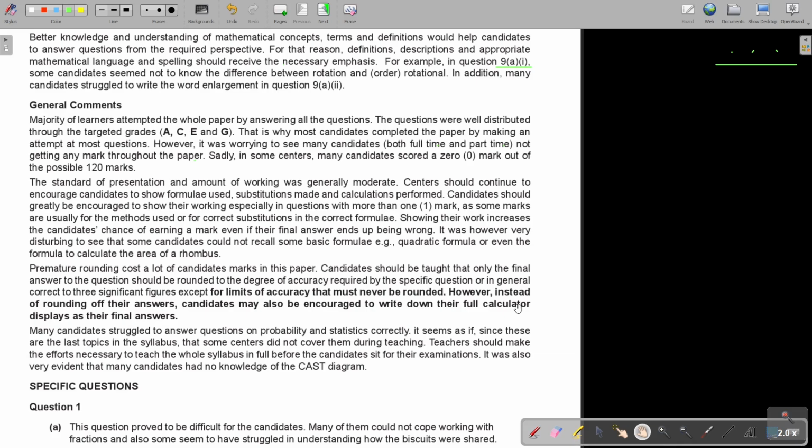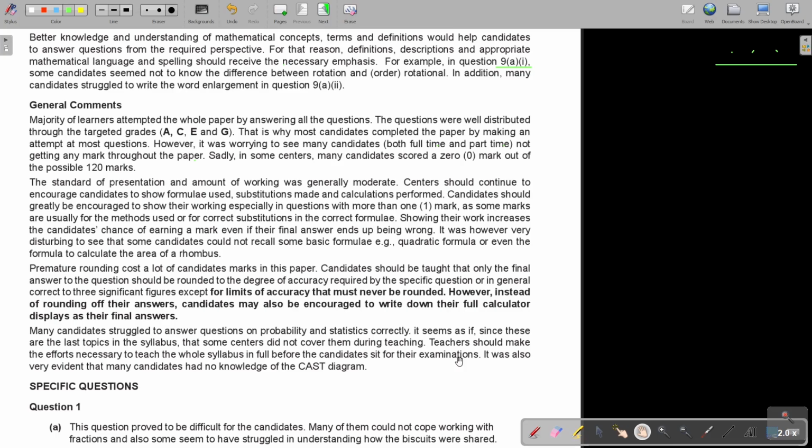Many candidates struggle to answer questions on probability and statistics correctly. It seems as if, since these are the last topics in the syllabus, some centers did not cover them during teaching, and that is sad. So if your teacher works at a specific speed, rather sit and work a little bit faster, or catch up on weekends, but don't always drag your teacher to work slower, because then they don't finish and you lose unnecessary marks. So teachers should make the efforts necessary to teach the whole syllabus in full before the candidates sit for their examination.